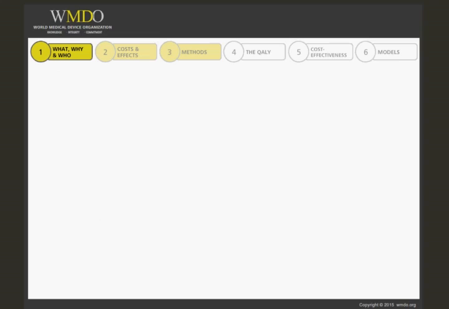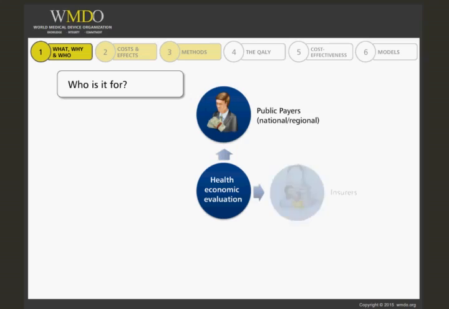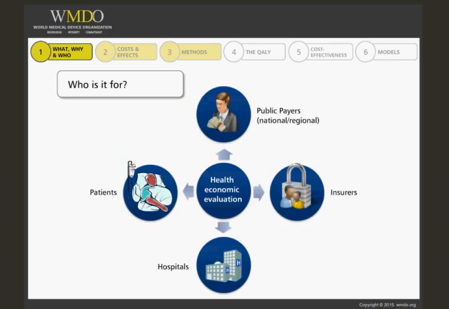The next question is, who is it for? Well, health economic analysis is not only of interest to society. Many stakeholders in healthcare are interested in the outcomes of these evaluations, not only public payers, but also insurers, also hospitals, and last but not least, patients and patient advocacy groups.